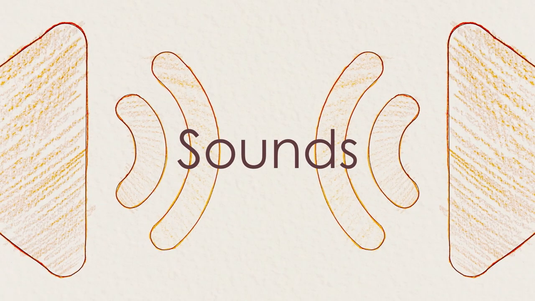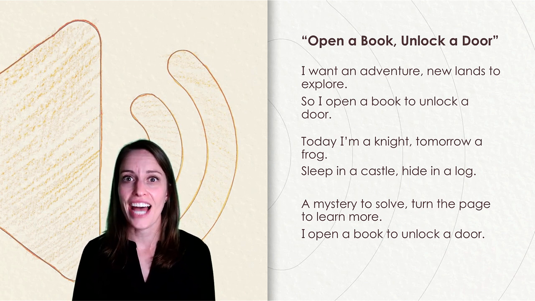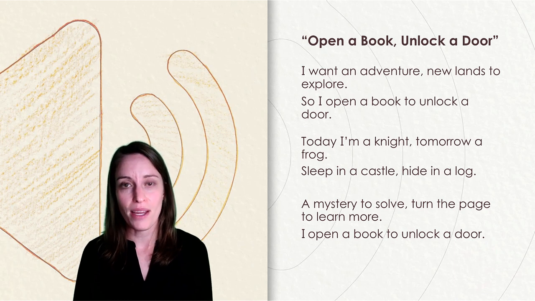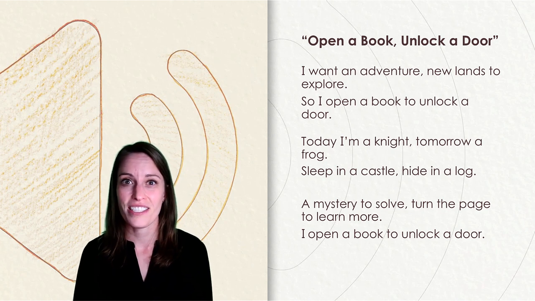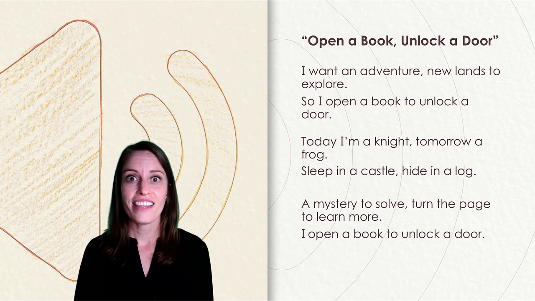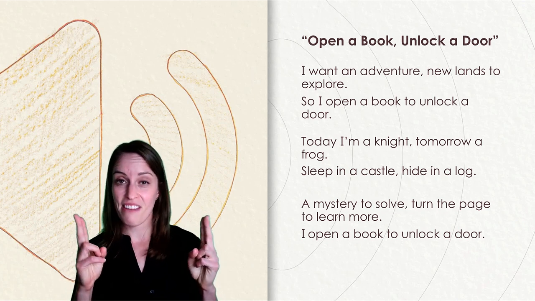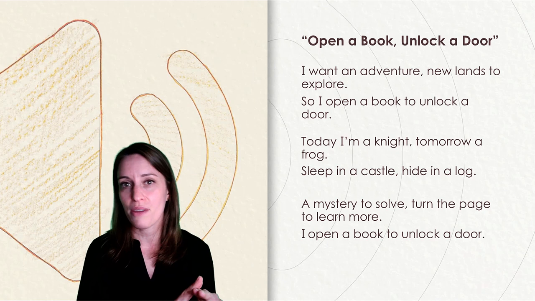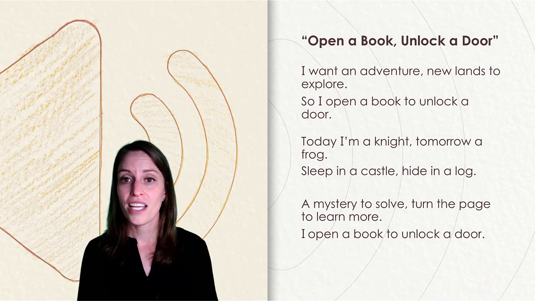Sounds! We worked with this poem in our last lesson. We talked about how this poem had rhyming words. Today, we are going to work with some other sounds and parts of the words. But first, let's read through the poem. I invite you to use your drumstick fingers and just tap and feel the rhythm of the poem as we read it together. Are you ready?